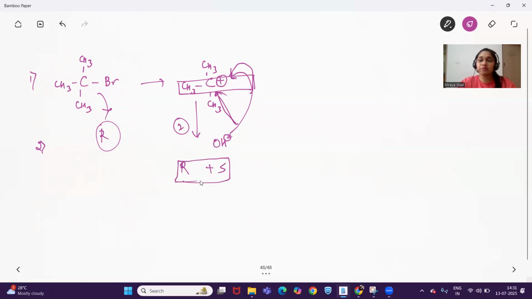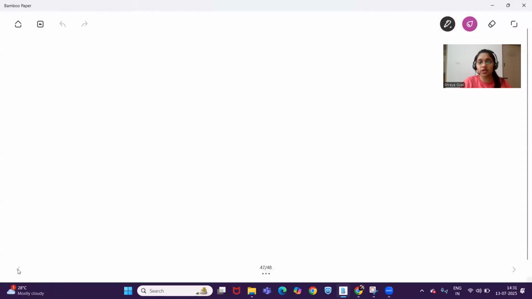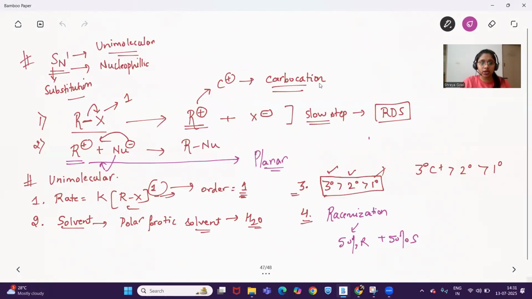If somebody asks about the stereochemistry of this particular mechanism, you can definitely tell them that this reaction shows racemization. We will get an equal amount of the enantiomers, but we call it racemization or the racemized product. Clear? So these are the basics of the SN1 mechanism. I hope you understood this. Great.